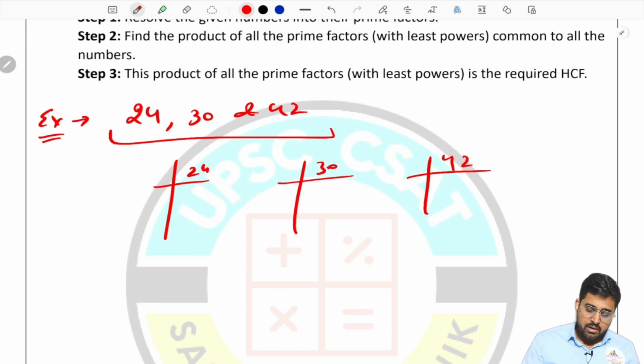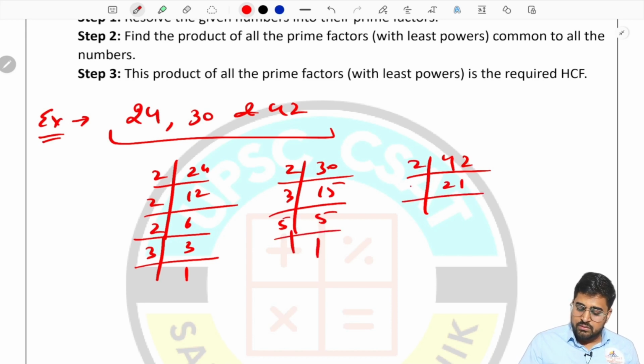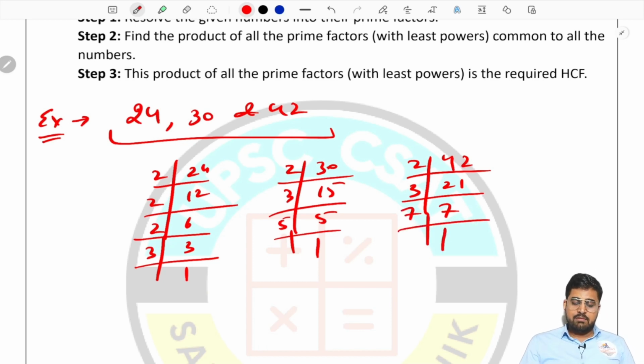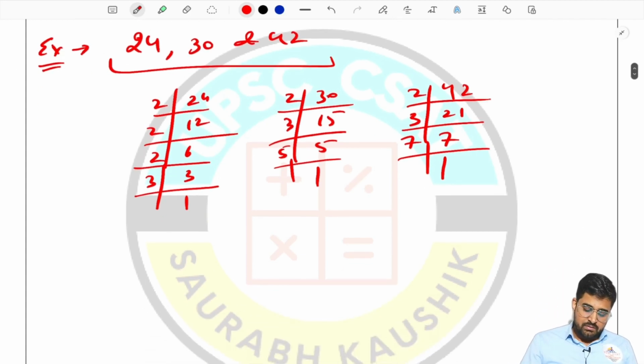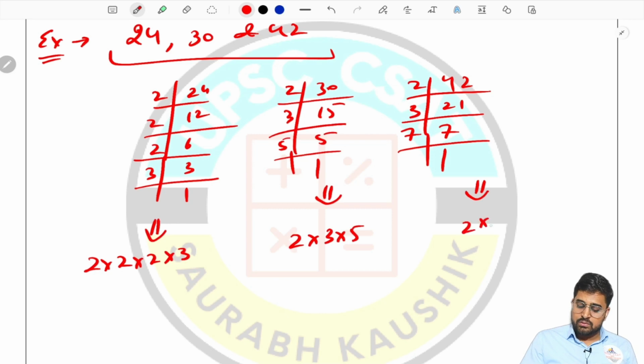Now you have 2 12, 2 6, 2 3, 3 1; 2 15, 3 5, 5 1; now 2 21, 3 7, 7 1. Now you have all the prime factors of each of them. Please write them in the power format. Basically they are 2 into 2 into 2 into 3, this is 2 into 3 into 5, and this is 2 into 3 into 7.